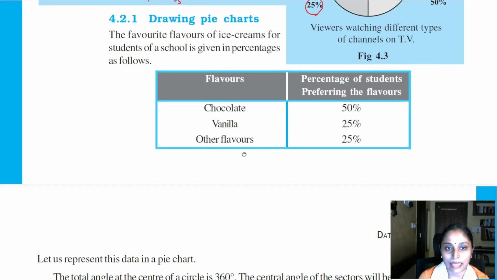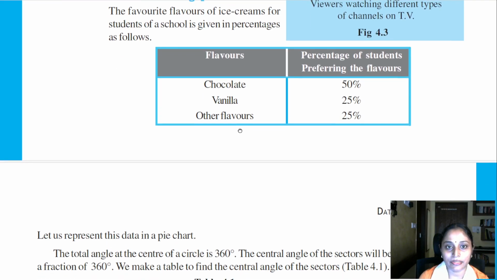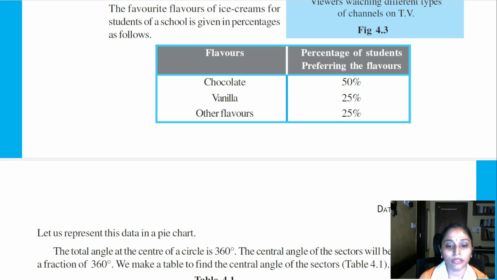Let us look at an example. The favorite flavors of ice creams for the students of a school is given in percentages as follows. Chocolate, vanilla and other flavors. Chocolate is preferred by 50%, vanilla is preferred by 25% and other flavors by 25%. Now I have to represent this data using a pie chart.